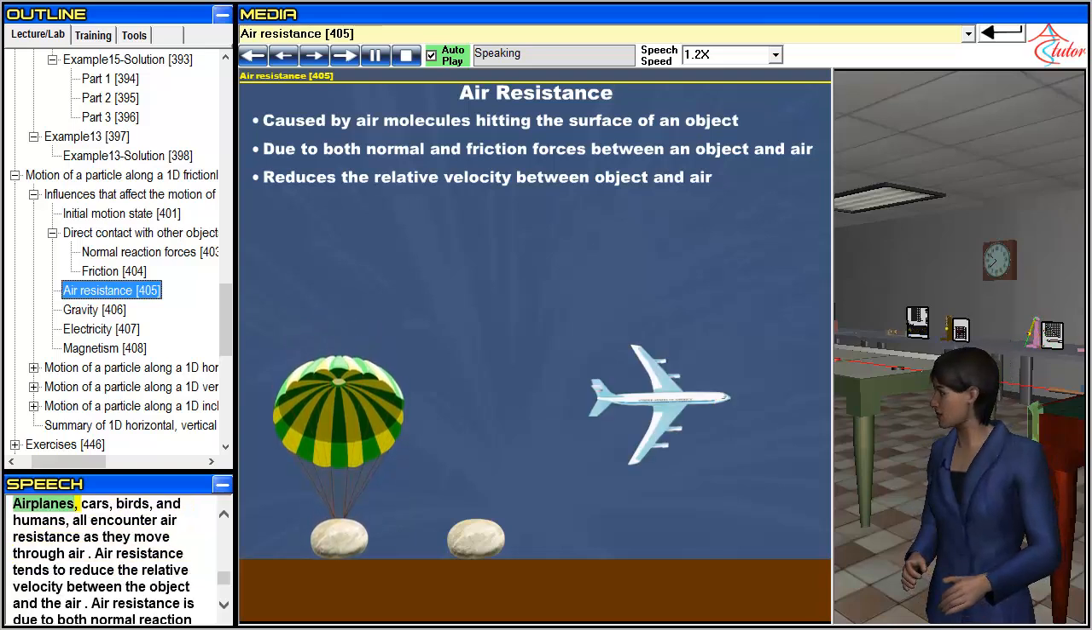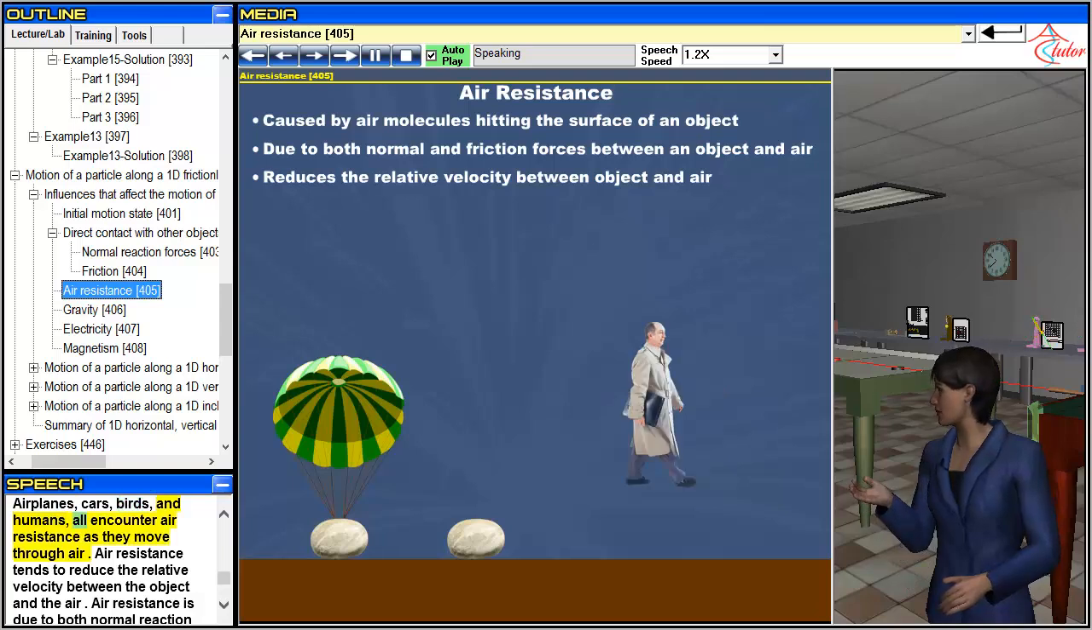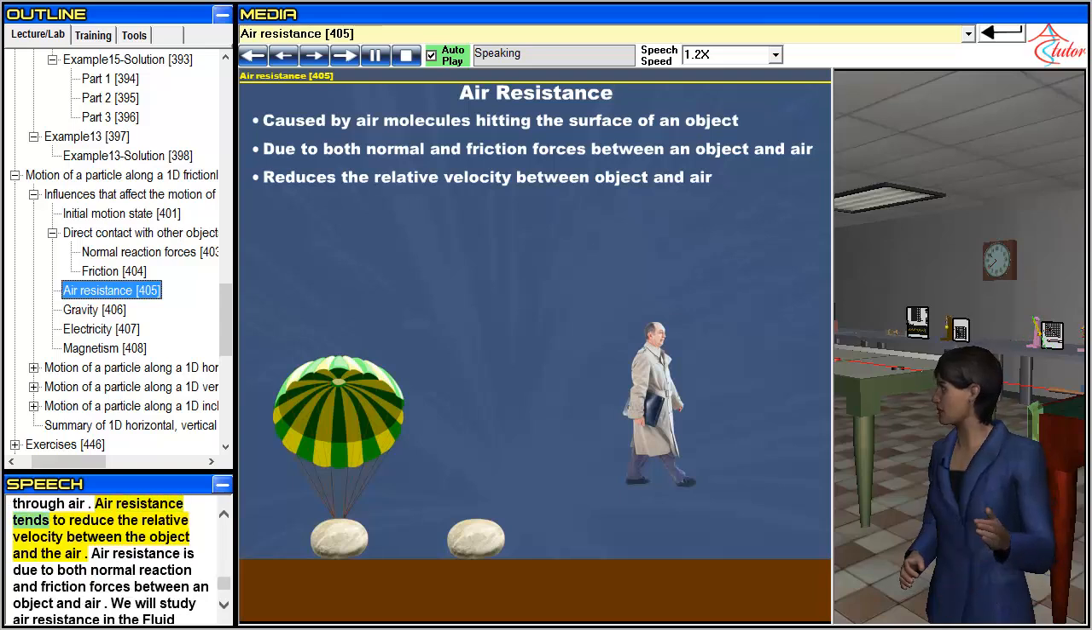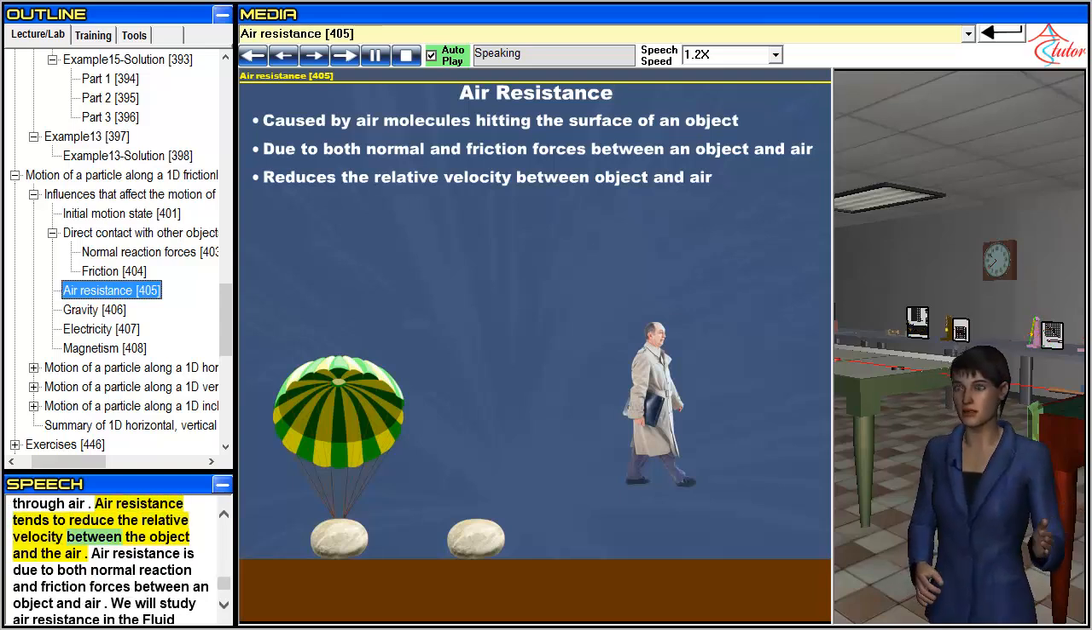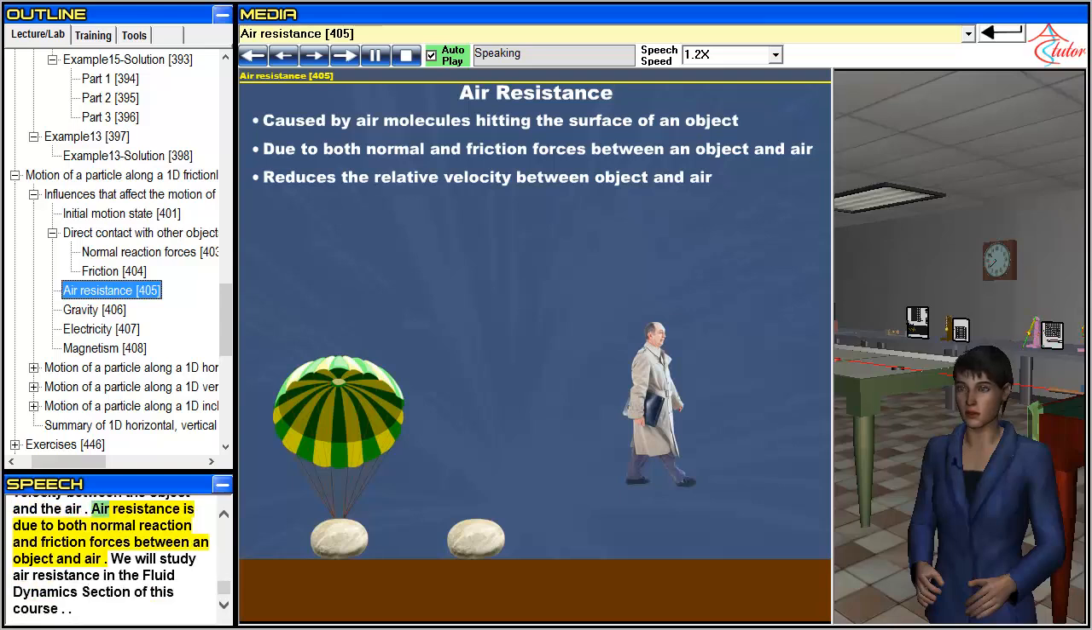Airplanes, cars, birds, and humans all encounter air resistance as they move through air. Air resistance tends to reduce the relative velocity between the object and the air. Air resistance is due to both normal reaction and friction forces between an object and air. We will study air resistance in the fluid dynamics section of this course.